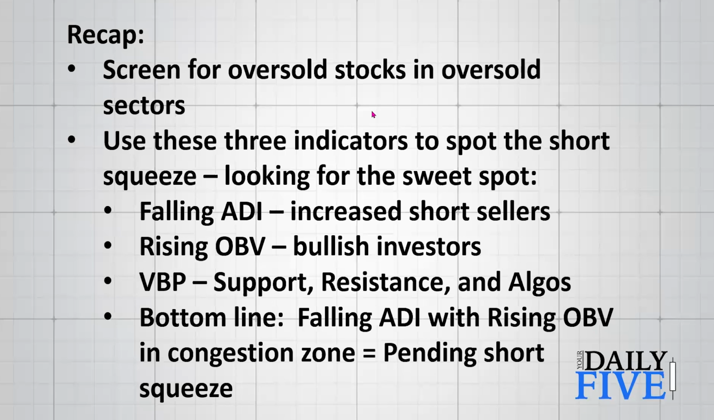So to recap, you want to screen for those oversold stocks in oversold sectors. You want to use these three indicators to spot the short squeeze. You look for that sweet spot. Of course, falling ADI tells you the short sellers are trying to pound the stock down. Rising OBV, investors are bullish, money is coming in, they're going to try and beat back the short sellers, create a short squeeze. Volume by price bar, support, resistance, and that's where the algos are. And what happens there, breakout or breakdown, tells you that the market makers are in tune with the order flow and they're piling on too. So the bottom line is a falling ADI with a rising OBV in that congestion zone is a pending short squeeze.